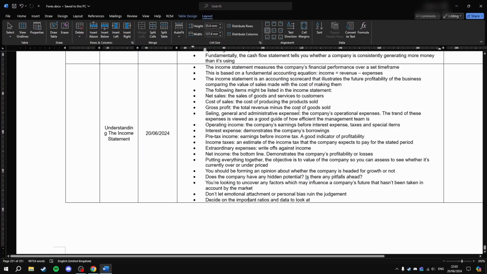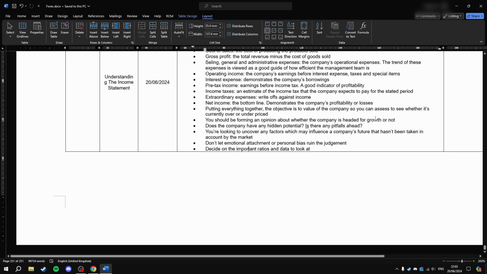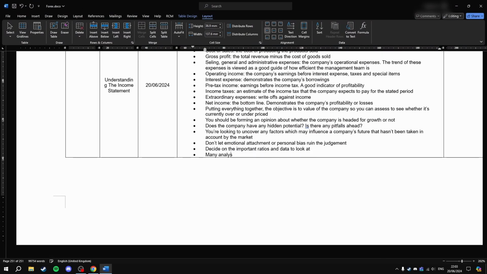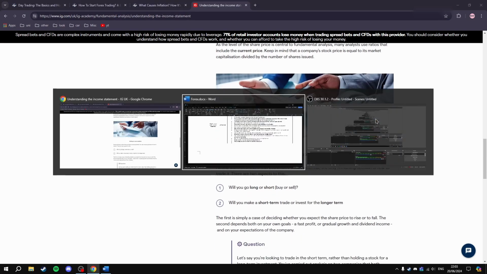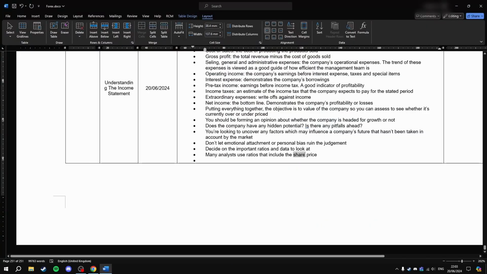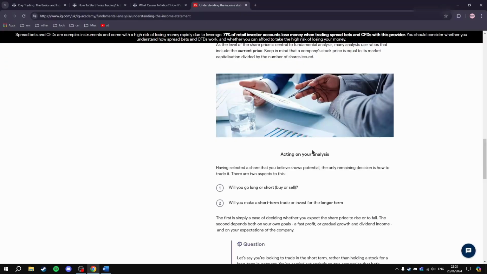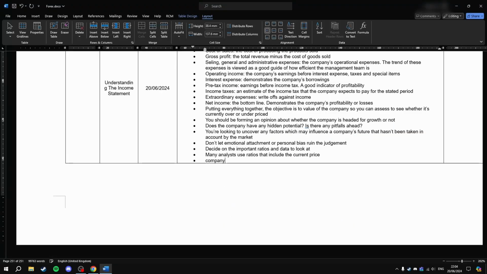Many analysts use ratios that include the share price. Current price, not the share price. Keep in mind that a company's stock price is equal to its market capitalization divided by the number of shares issued.